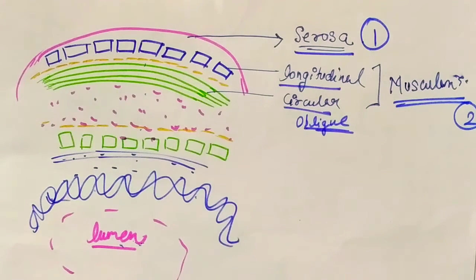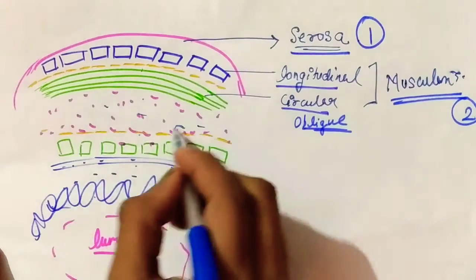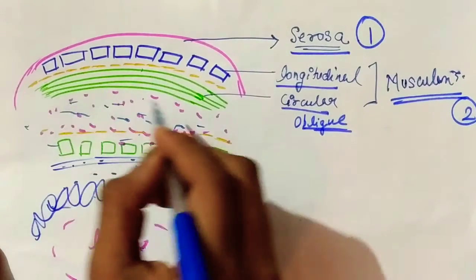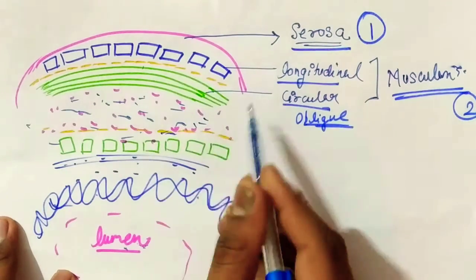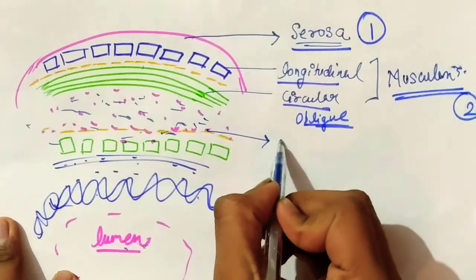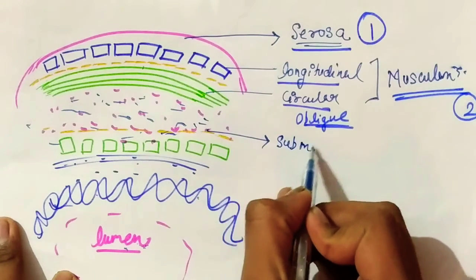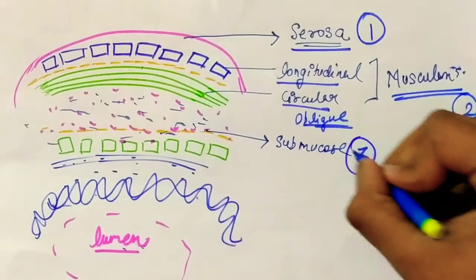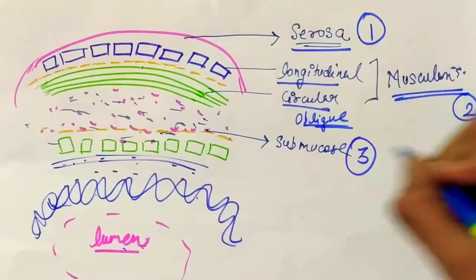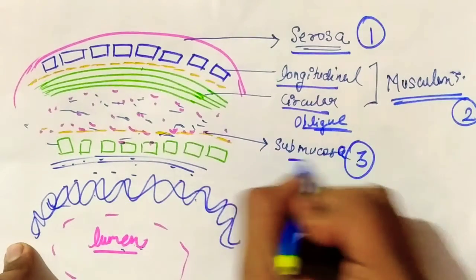And the third one, following muscularis, is submucosa. Submucosa consists of loose connective tissue. You can see these dots where the collagen fibers move smoothly. There are no dents, these are loose. These are called the submucosal region. This is nothing but the third inner layer of the alimentary canal, submucosa.